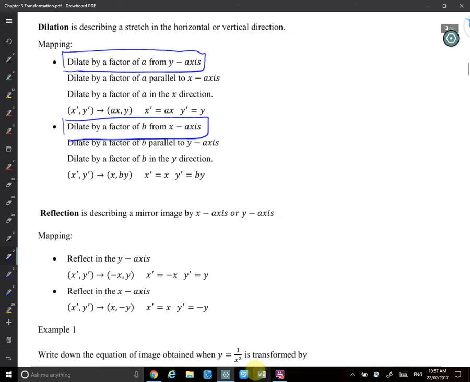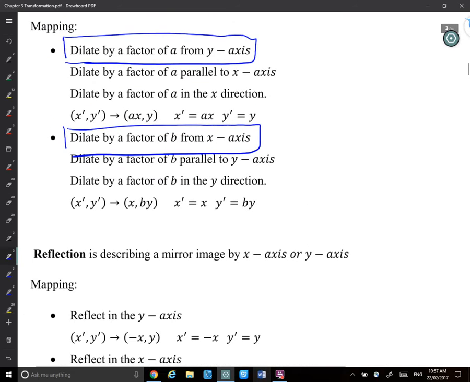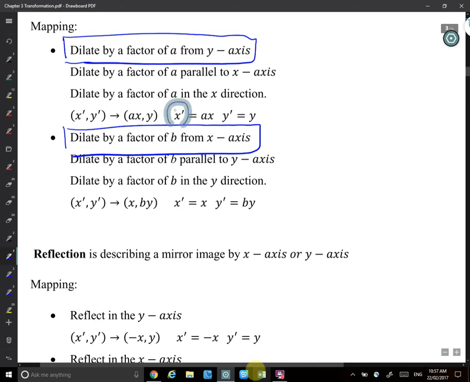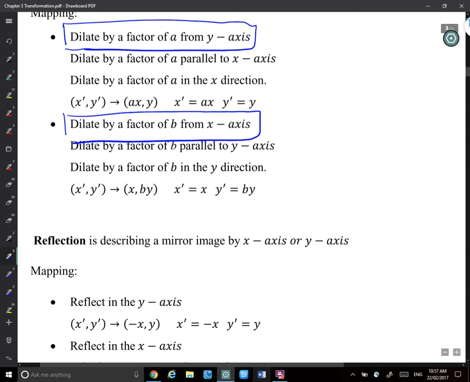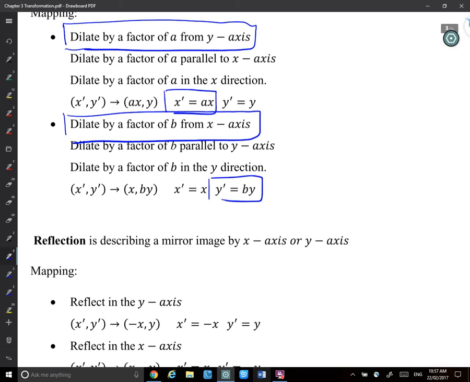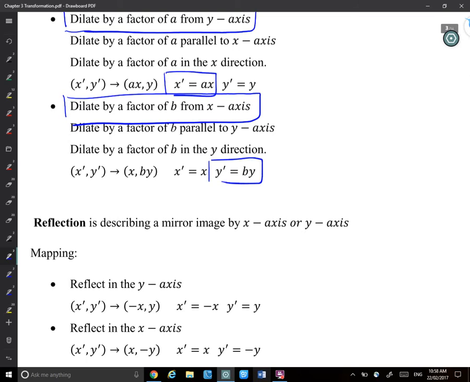So how can we use mapping to do this? The new x dash will equal a times the old x, and the new y will equal b times the old y. Okay, so that's the two directions of stretch. That's easier than the translation actually. So x dash equals ax is a dilation by a factor a from the y-axis. y dash equals by is a dilation by a factor of b from the x-axis.